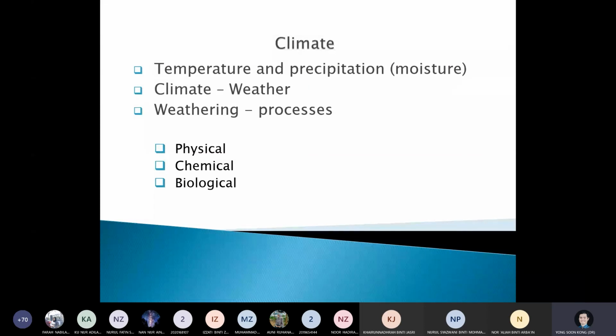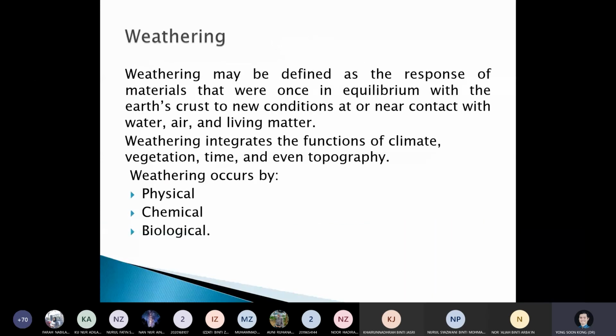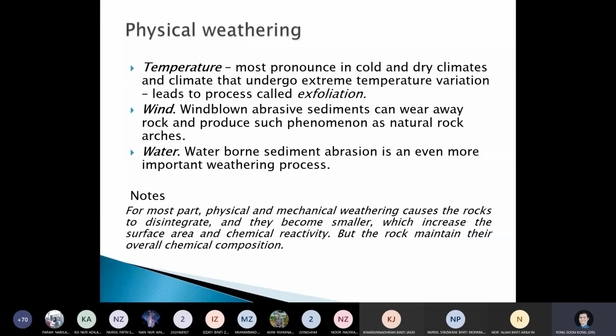So I think these climate factors are going to be quite quick, because I remember last week I covered a lot about physical, chemical and biological factors. So let's see what we did not cover, then I will cover a little bit. So weathering processes happen through physical, chemical and biological factors, temperature, wind, air. So we covered that, so I will skip.